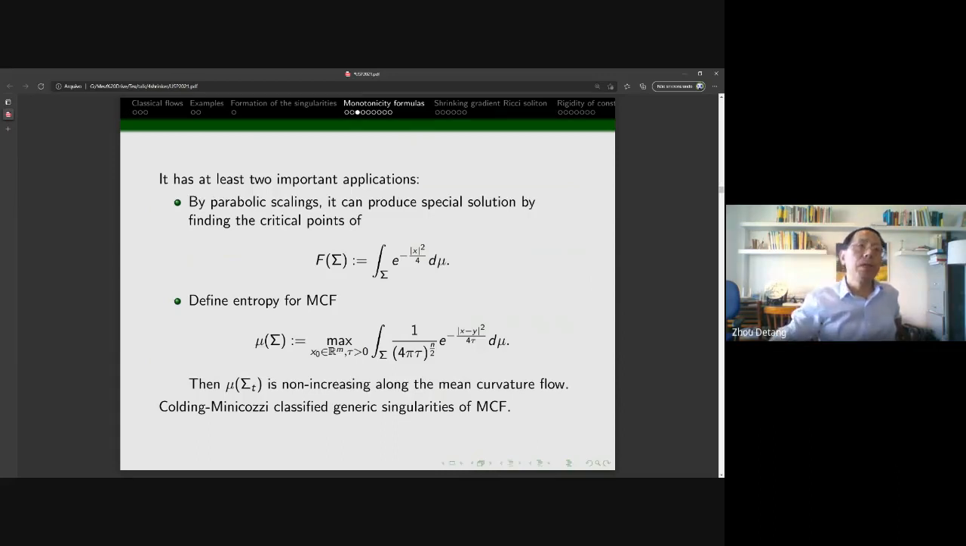It motivated Colding-Minicozzi to define this F function, and using this, to define this entropy. Using this, Colding-Minicozzi can classify the generic singularities for mean curvature flow.